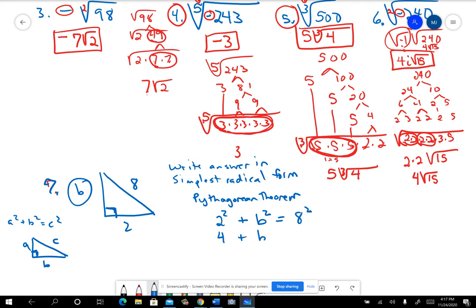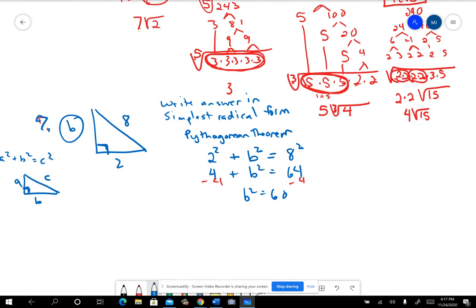All right, and then it's just a not that hard of an equation to solve. So you know 4 plus B squared is equal to 64. Okay, I can subtract the 4 from both sides. When I do, I'll get B squared equaling 60. Right, and then this is a quadratic equation. I learned that I can just square root both sides. This is a perfect candidate for that.